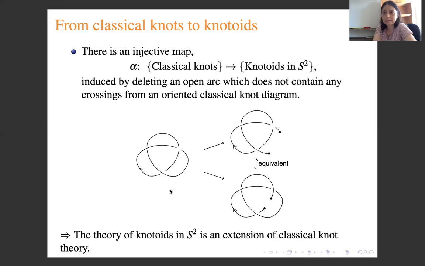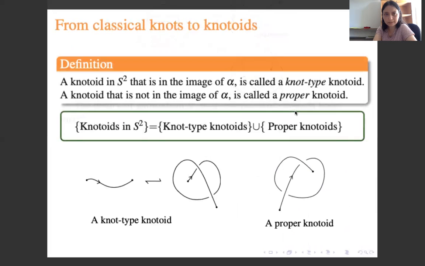And with the injectivity of this map, we say that the theory of knotoids in the two-sphere is an extension of classical knot theory. I should note here that this map is no longer well-defined when we define the map into the set of knotoids in the two-plane, for the same reason that we have seen some planar knotoid examples that are trivial in the two-sphere, but non-trivial in the plane. It can be shown easily.